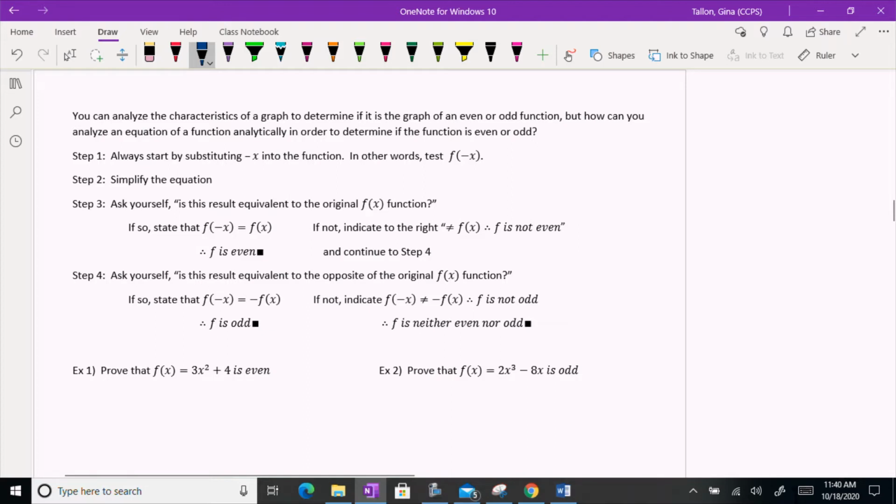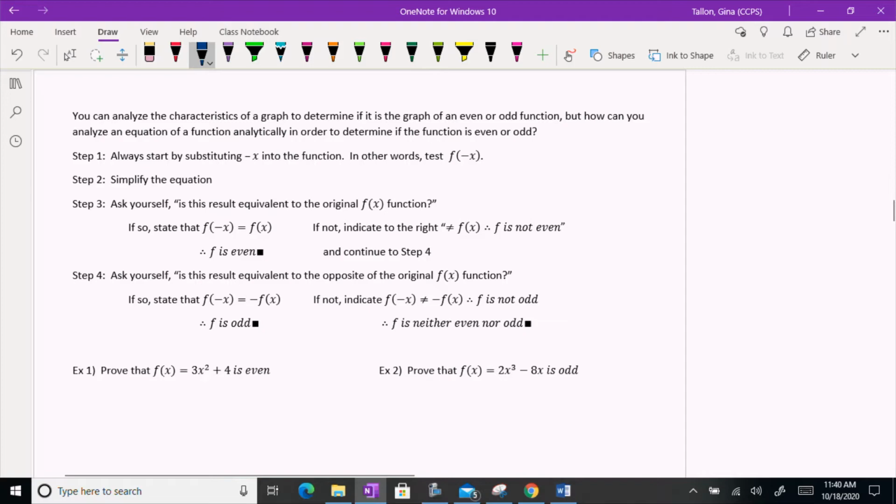You're not done. Step 4 says, ask yourself, is this result equivalent to the opposite of the original f of x function? If so, you state that. You say f of negative x equals negative f of x, and then you say, therefore, f is odd, ending with a little box. If not, then you have to state that f of negative x is not equal to negative f of x, and therefore f is not odd. And your final answer can say, therefore, f is neither even nor odd. Done.